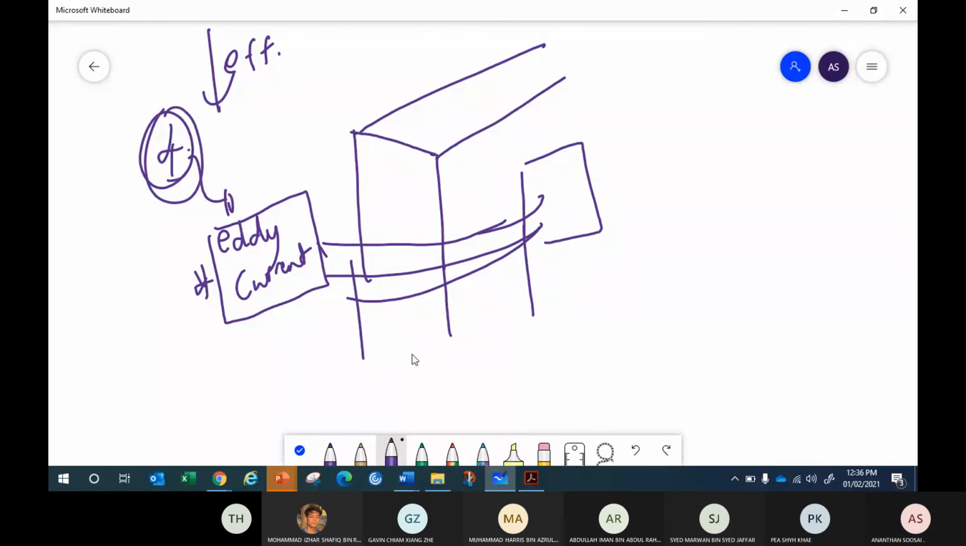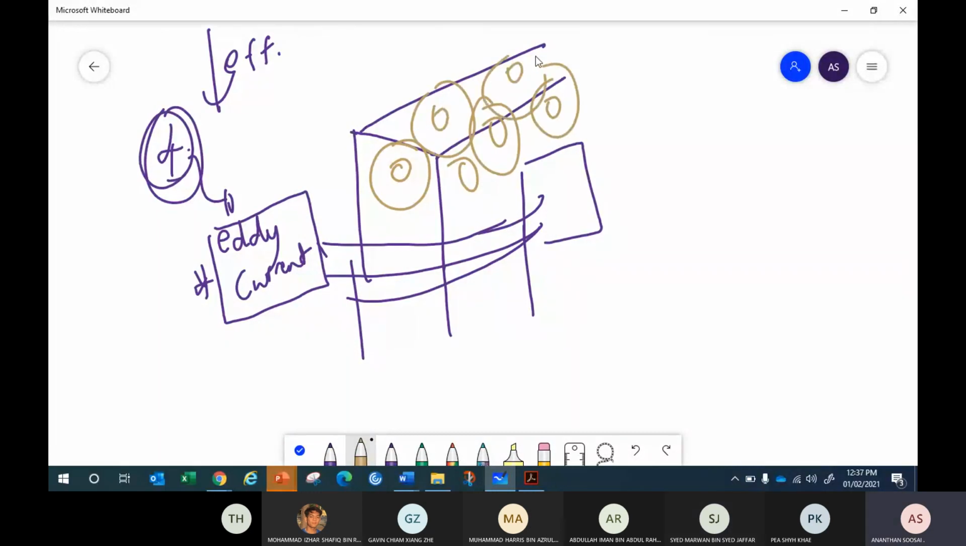You still remember? Eddy current causes the efficiency of the transformer to drop. The eddy current happens in the iron core, the big block of iron core. When current starts to flow, a circulating current appears in the core. Eddy current forms because a changing magnetic field happens, so eddy current will form to oppose it. This eddy current causes a heating effect in the transformer and reduces the efficiency.